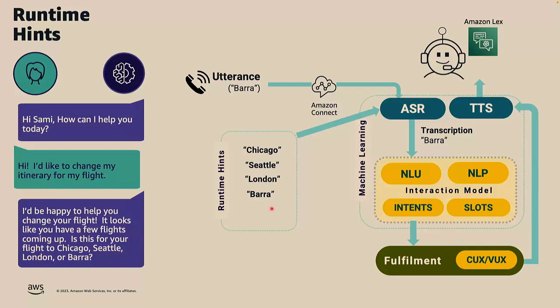So we want to train our bot to say, hey, these are the values that we're expecting. So that when I want to change my itinerary in Barra, Rio de Janeiro, I can say, Barra, and we can capture that intent properly and move on to what the customer wants to modify with that itinerary.